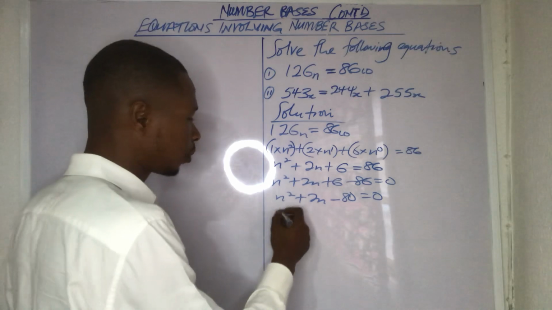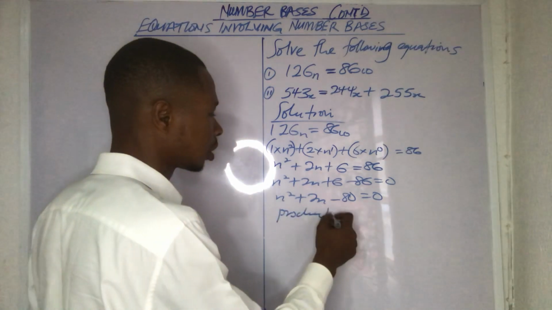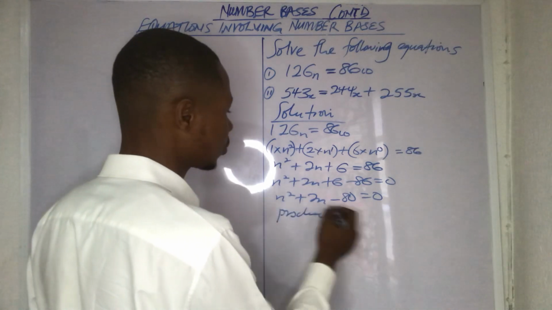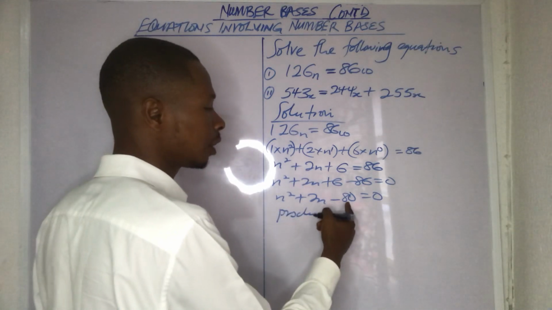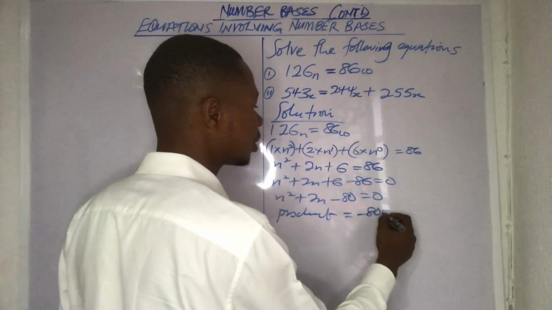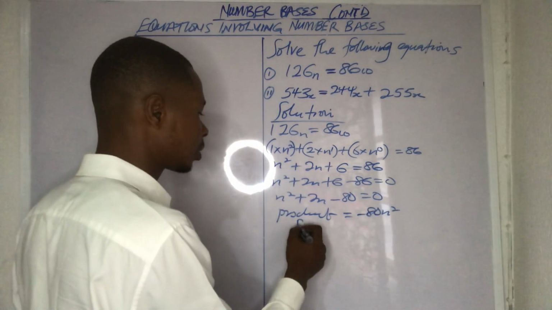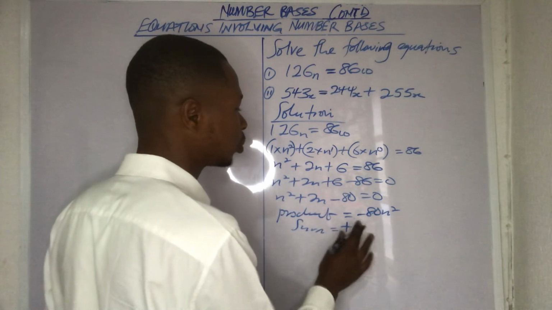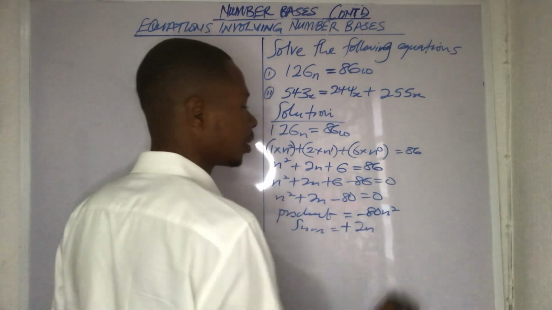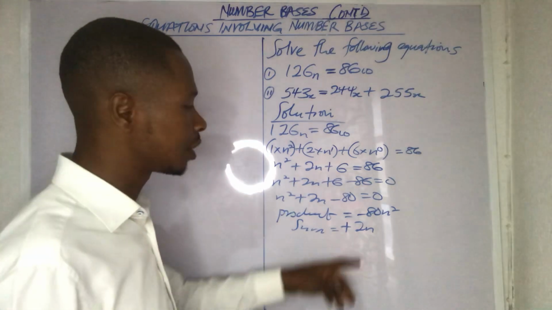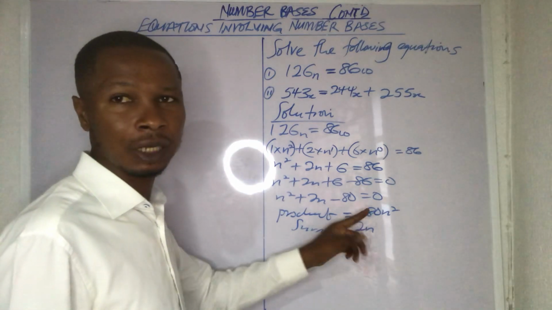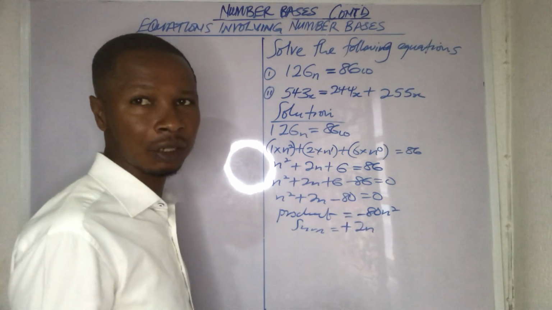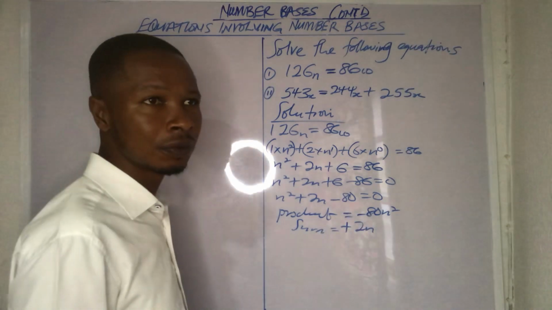We first look for the product of the first and the last term. That will give me n squared times minus 80, that will give me minus 80 n squared. Then you need the sum, the middle number, that's plus 2n. So what are the factors of 80 such that if I multiply them together, I will have minus 80, and if I add the factors, I will have 2.